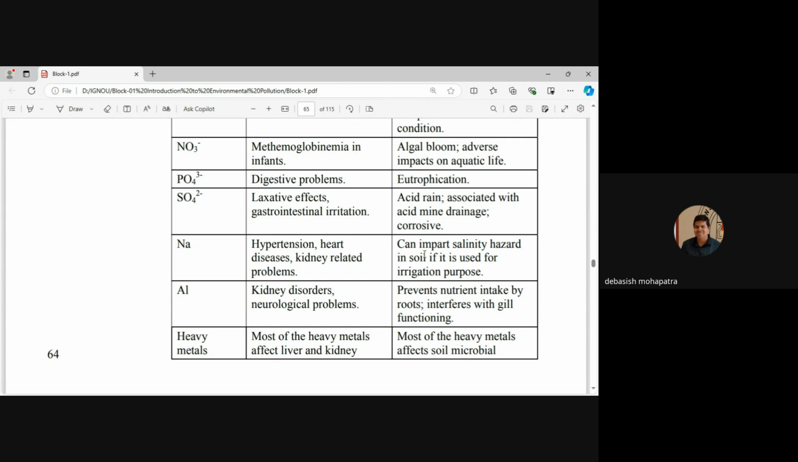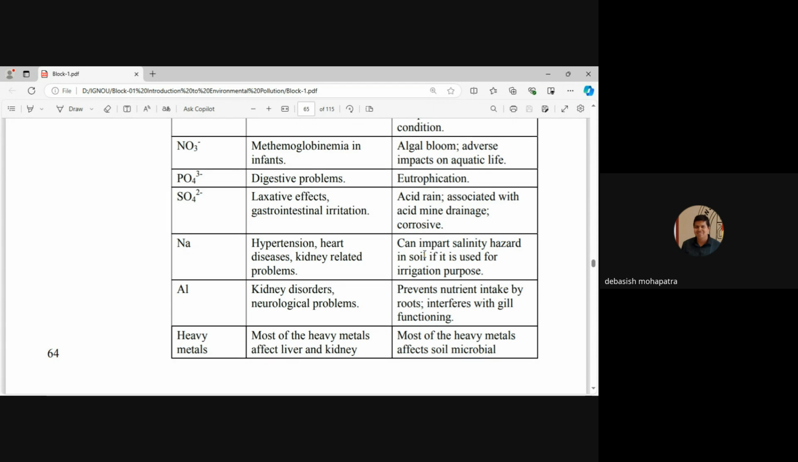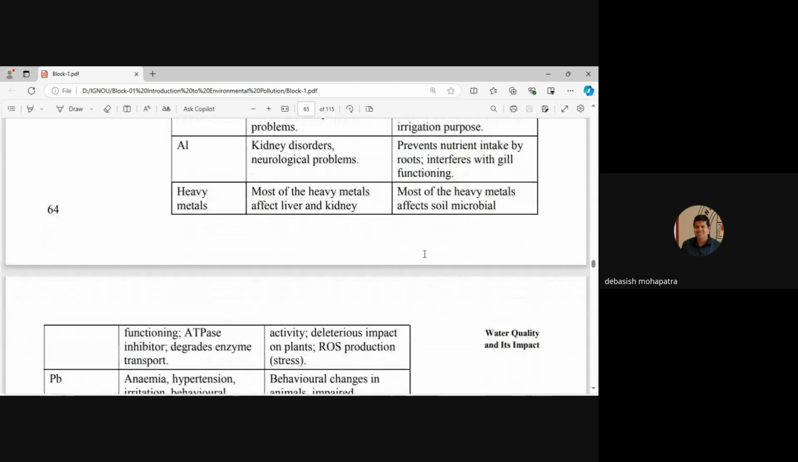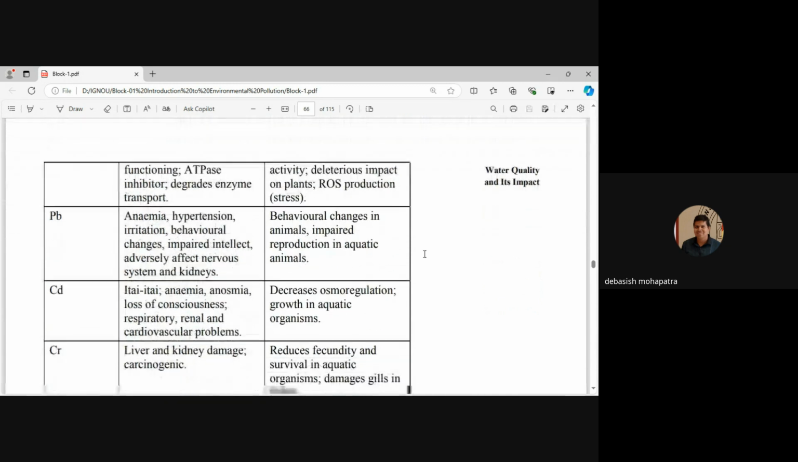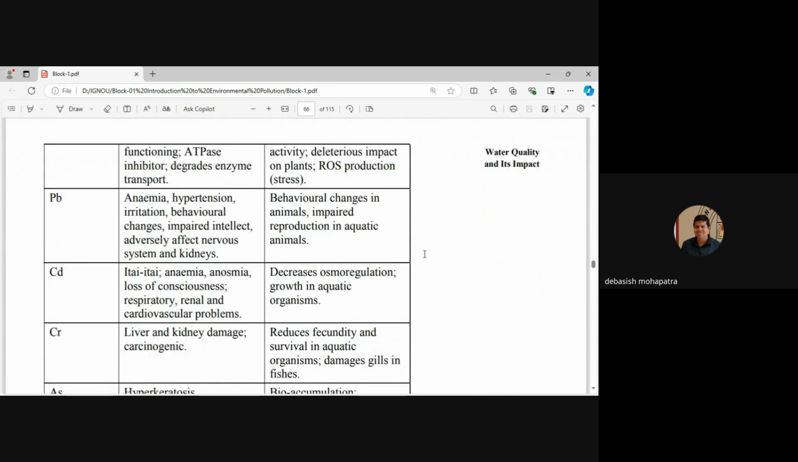For sodium, there can be impact of salinity hazard. Aluminum: kidney disorder, neurological problems, prevents nutrient uptake by roots, interferes with gill functioning. Heavy metals: most of the heavy metals affect liver and kidney. Most of the heavy metals affect microbiology functioning, ATPase, inhibit degradation enzymes and transport. Then lead causes anemia, hypertension, irritation, behavioral changes, and impaired intellect, and adversely affects the nervous system and kidney. Behavioral changes in animals.